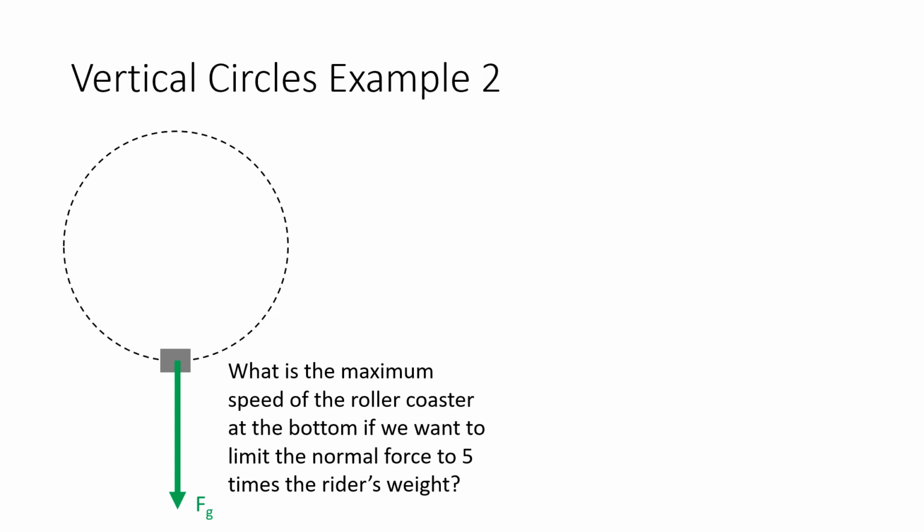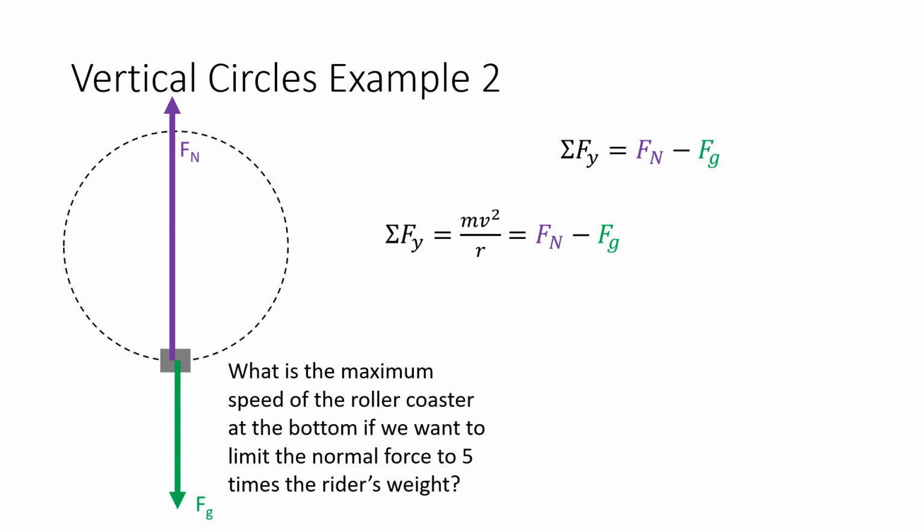Our free body diagram would have gravity going down, and it would have the normal force going up. I've drawn the normal force larger because I know the net force needs to be upward, because that's where the center of the circle is. Together, these forces need to be centripetal. So the sum of the forces in the y direction is the normal force minus the weight, and that quantity is still equal to mv squared over r. Together, that is centripetal. I'm going to replace Fn with 5 times Fg because that's the condition we're after here: keep it to 5 times the rider's weight.